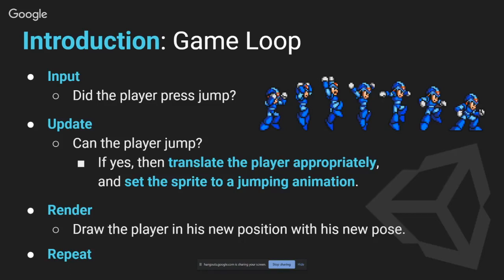If yes, then we can translate the player appropriately and set the sprite to a jumping animation. For example, it could be set to the startup animation or startup sprite over here. And at the end of this loop, we draw the sprite in the new position in its new pose. If this is done quickly enough, we'll be able to see the animation play out in a very fast manner, and it will look like it's actually moving.